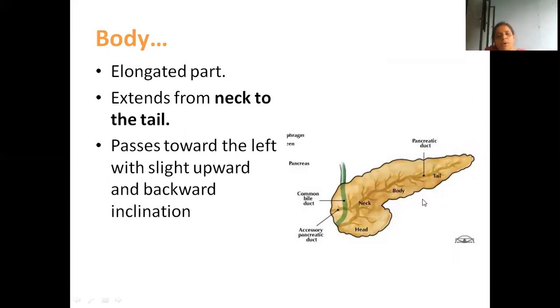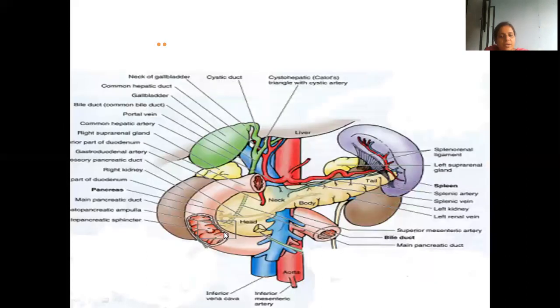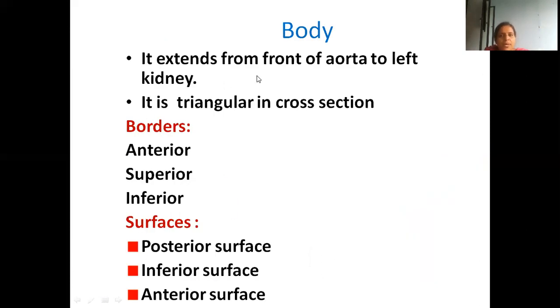And now coming to the body. So it's an elongated part. It will have upper border, it will have lower border, it will have the middle border in the middle actually, which will be shelf like. It is 3D picture in fact. So body extends from the, like I told you, it is 3D, triangular in cross section. Upper border is superior, lower border is inferior. In front we have anterior border.